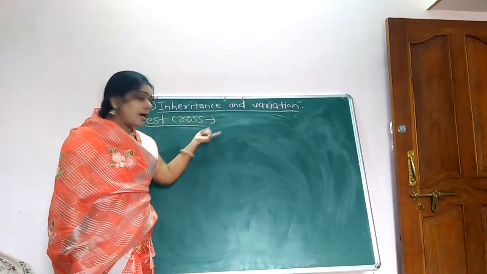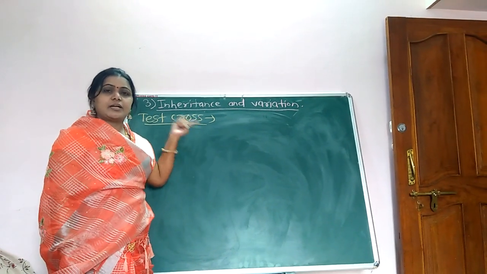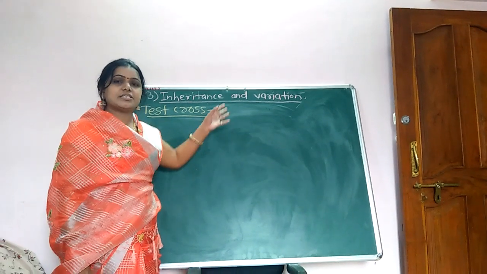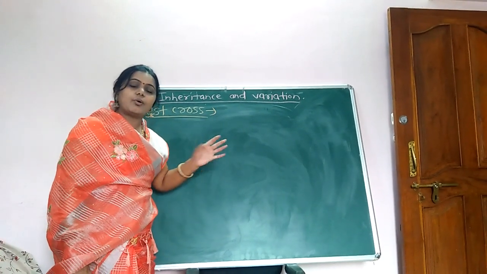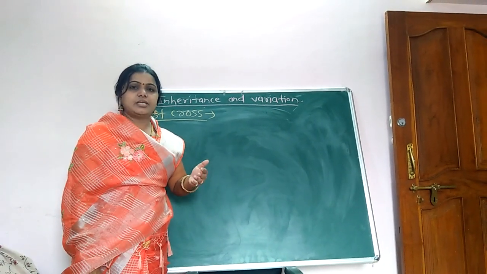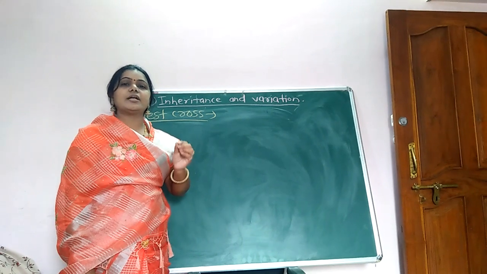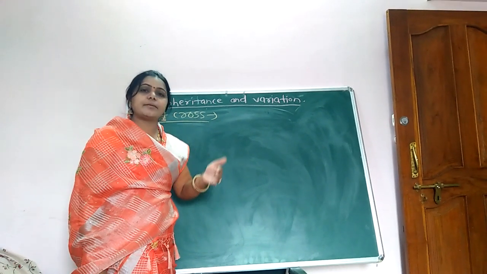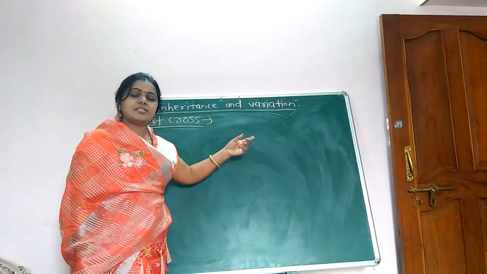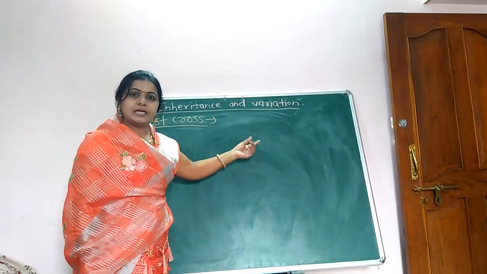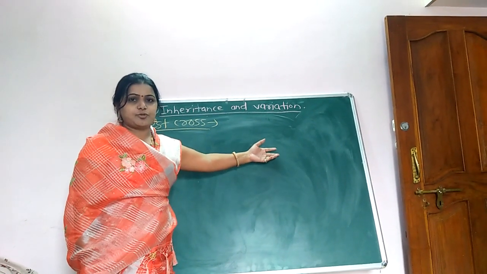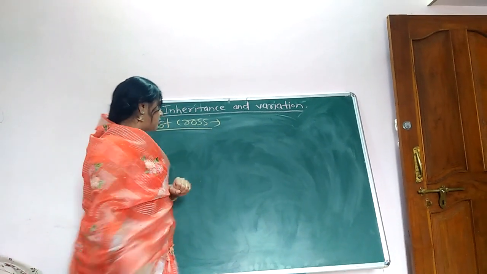Here the unknown genotype, any plant, is crossed with only the recessive homozygous parent. We all know what is recessive trait. Here in height of plant, dwarf is the recessive trait, that means small t. Then the seed shape, wrinkled is the recessive trait. That means the F1 generation crossed with pure recessive parent is called test cross.